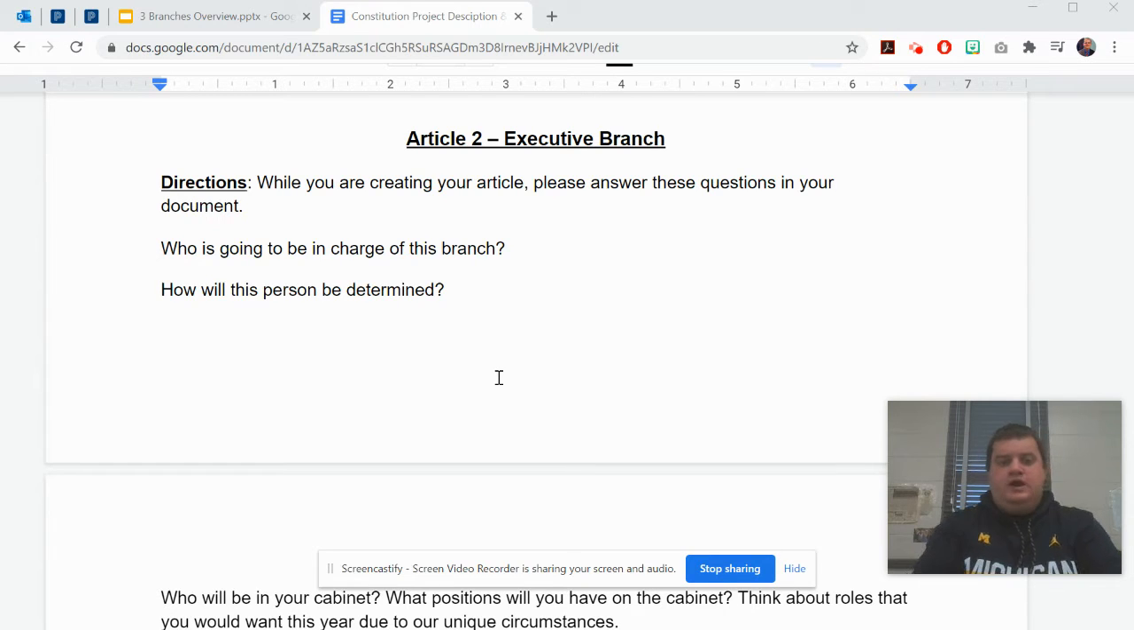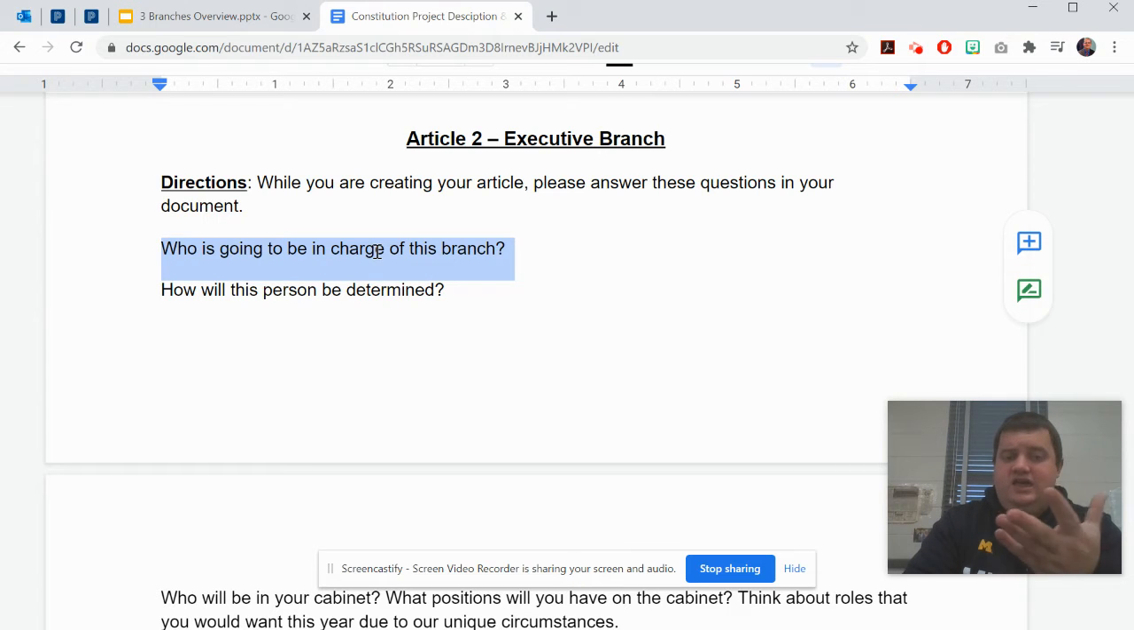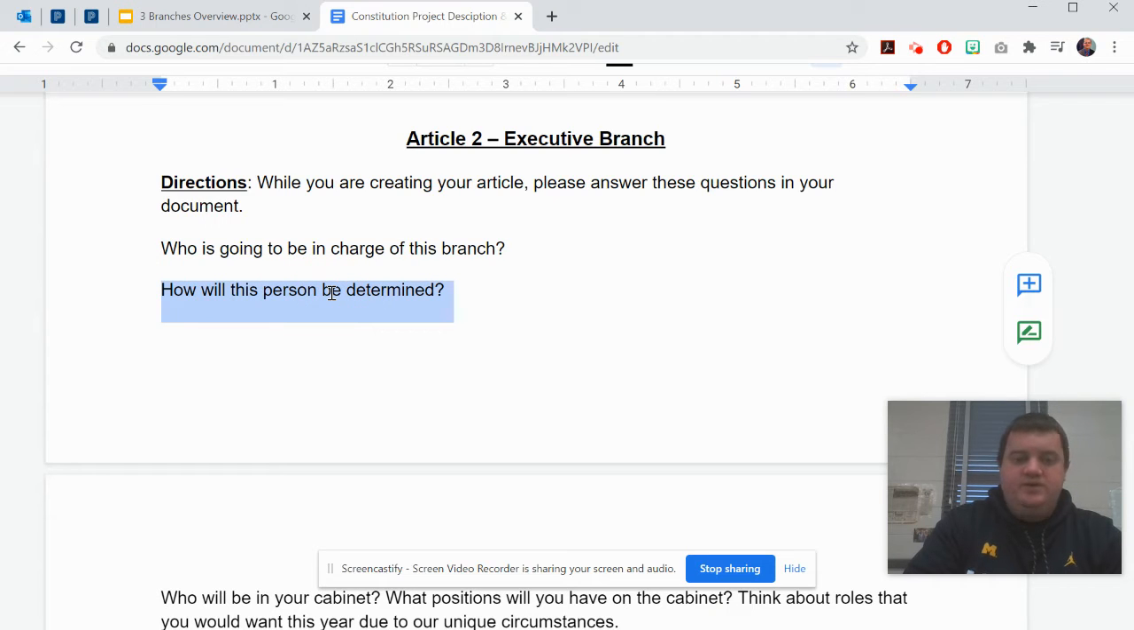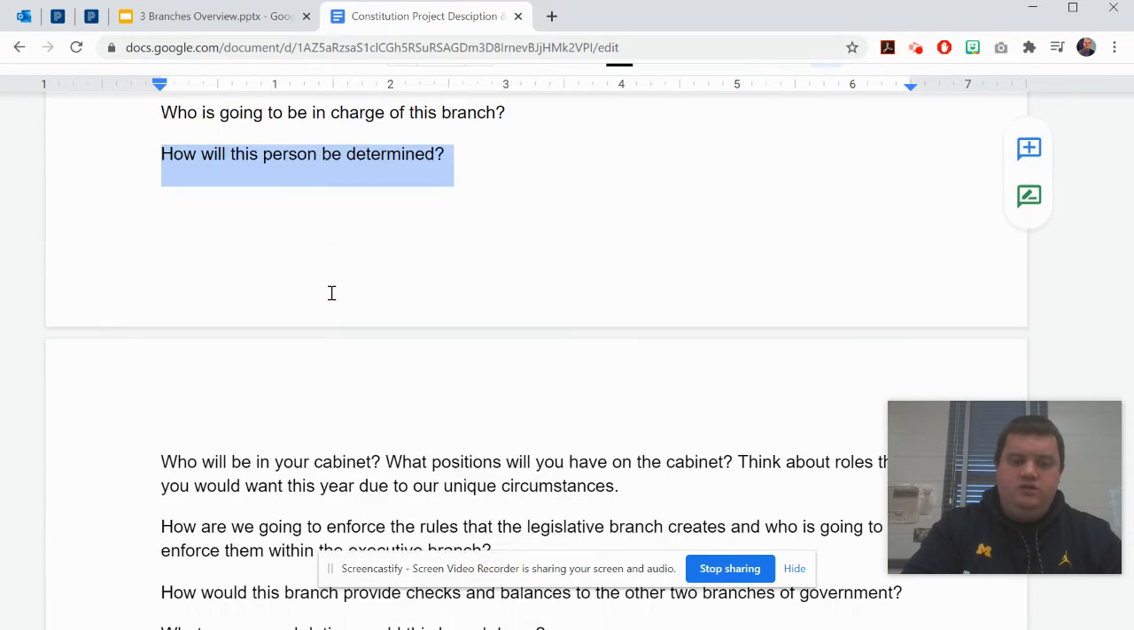So the first question: who is going to be in charge of this branch? Again, think of our national government. Who is in charge of our branch? The president. Do you want it to be someone else? Do you want to change that? That's a good starting point to answer that question. How will this person be determined? Again, think about how the president is elected. Do you want to keep that same system or do you want to change it? Be detailed and precise in your answer.